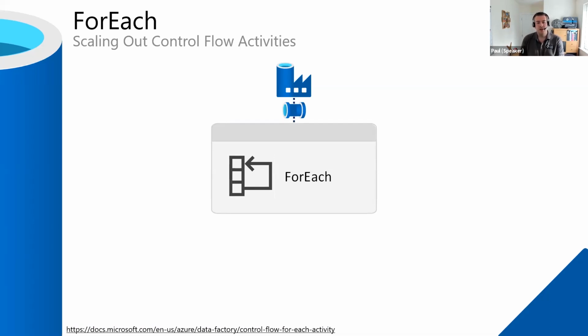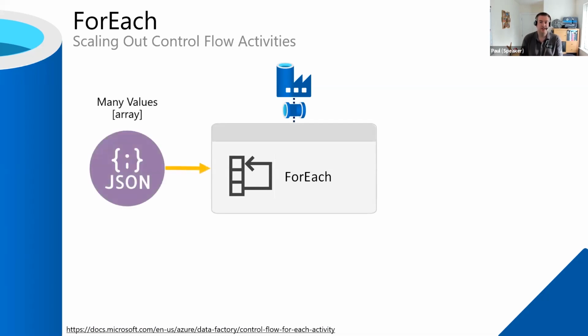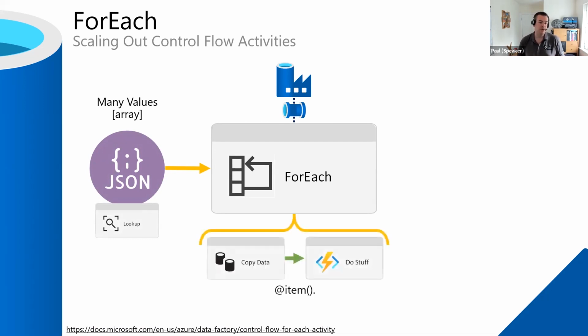Our for each activity will accept an array of values. Probably nothing surprising there, which will fairly naturally be supplied by a lookup, given what I've just told you about a lookup activity. And then, of course, the for each will iterate over that content, and you'll have some activities within that for each that could be a copy, or could be whatever. And you can use that item iterator within the for each to do whatever you need to do. Fine. But that still doesn't address this scaling out thing.